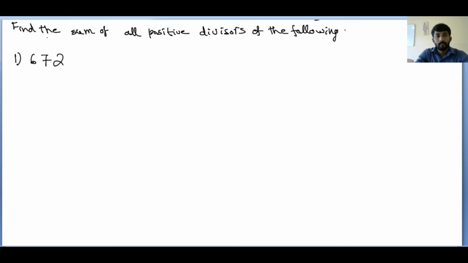See the next question. Find the sum of all positive divisors of the following. Okay. Here see, Sn you need to calculate, right? Not Tn.